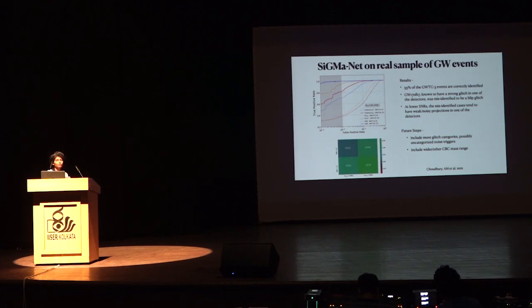And we have also then tested our network on a real sample of gravitational wave events from the latest catalog, and we find that 95% of the events are correctly identified. Of course, this is a first limited analysis that we have done only with blip glitches, and in the future we are planning to expand it to other glitch categories so that we can use this method for distinguishing the binary black holes from the broader classes of glitches rather than just the blip glitch.